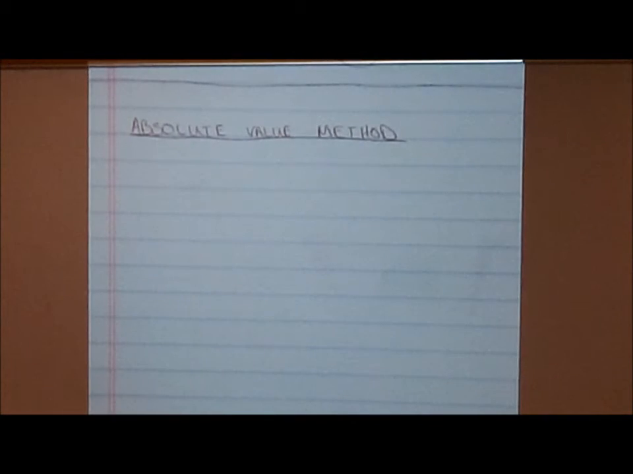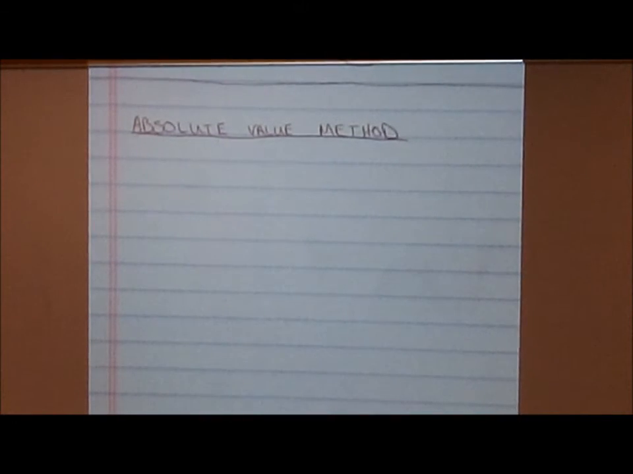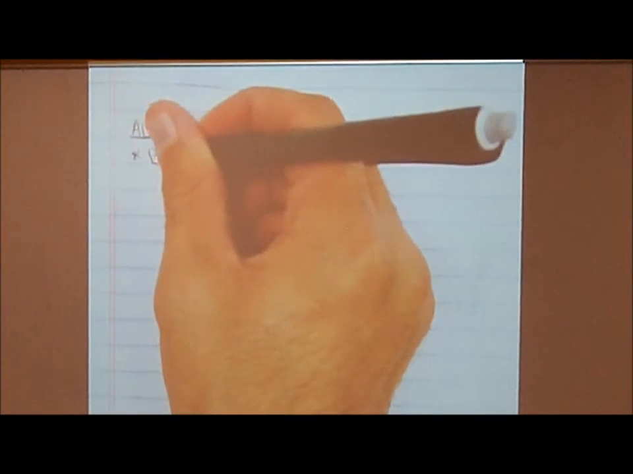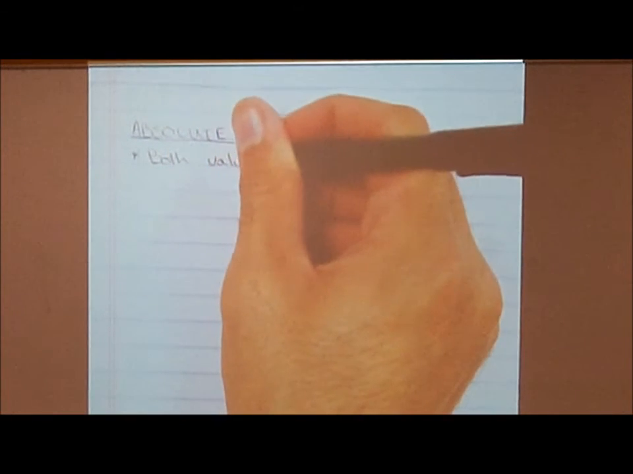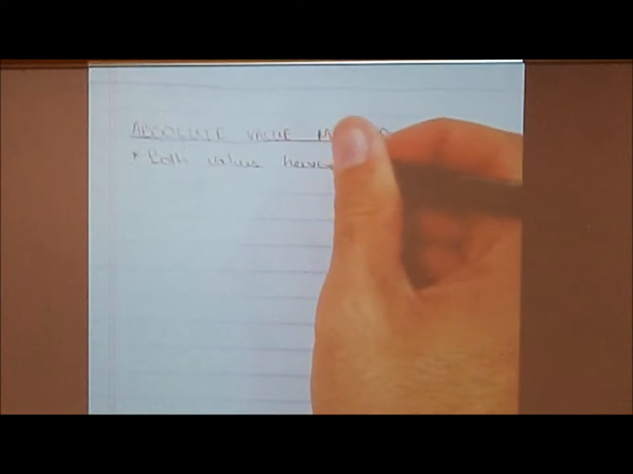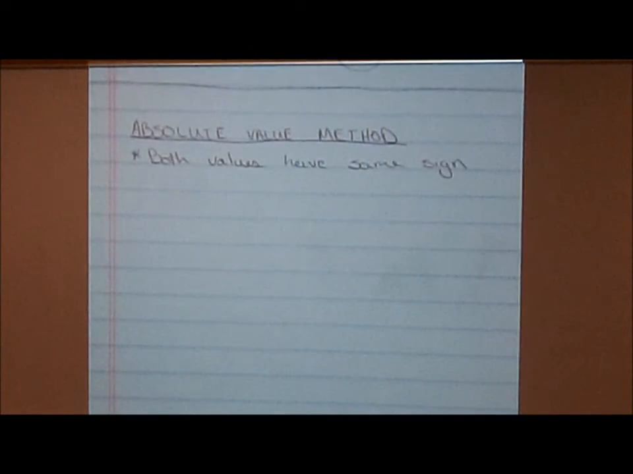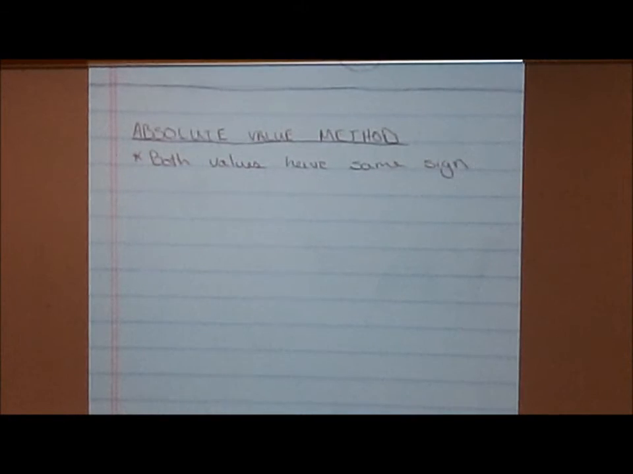Alright. So, when you're adding numbers, how many different case scenarios are there going to be? There's going to be two. They're either going to have the same sign or opposite signs, correct? Correct. Okay? So let's talk about both. Both values have the same sign.